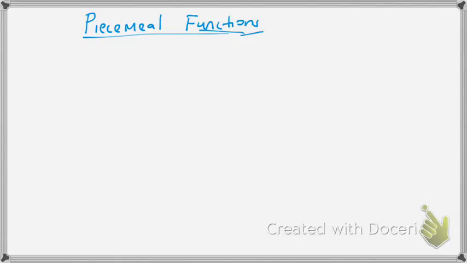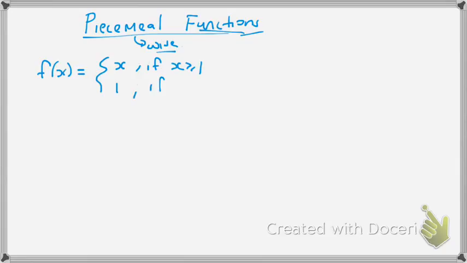Hi girls, so this video is about piecemeal functions. Sometimes they're also called piecewise functions. And here's an example. Let's say I've got f(x) equals two different things. It equals x if x is bigger than 1, and it equals 1 if x is less than 1. Okay, so let's draw that.